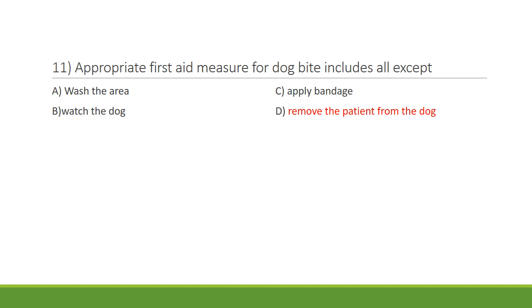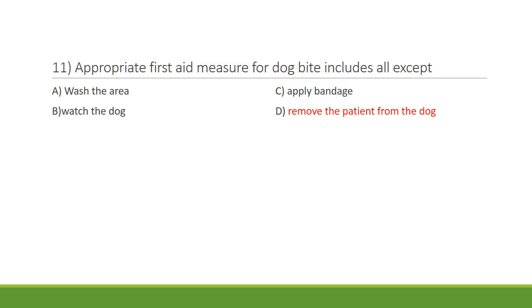Actually, this is a slightly confusing question because the options given are all part of first aid. A is wash the area, which is included in first aid. Immediately after biting, when one sees the victim of a dog bite, the area should be washed with soap and water. So that is a right answer. And B is watch the dog. So watch the dog is also a must. The dog should be watched continuously for 10 days. So that is also a right option.